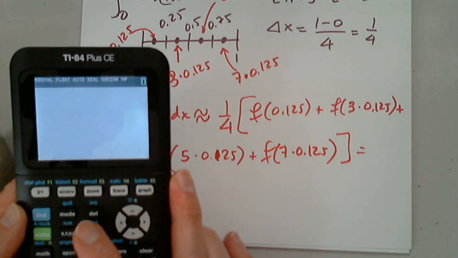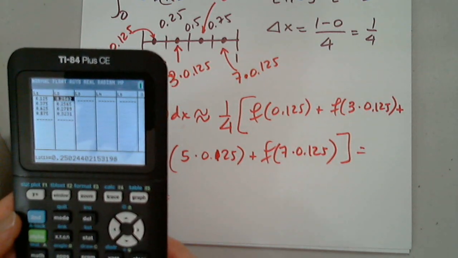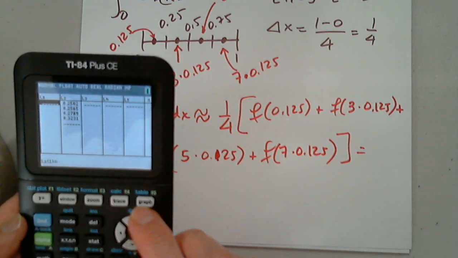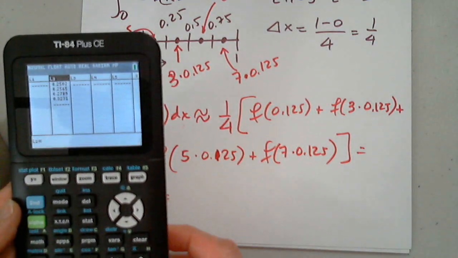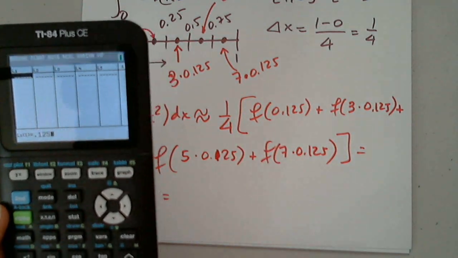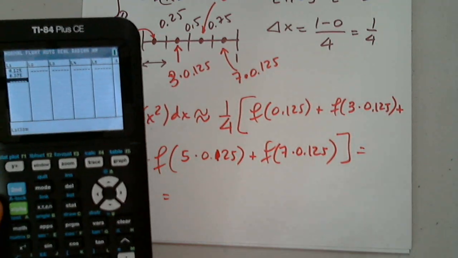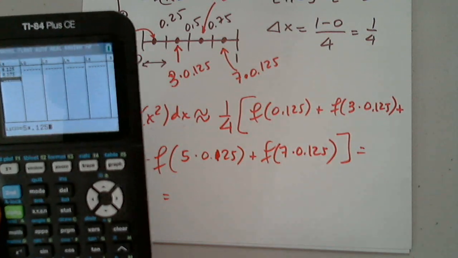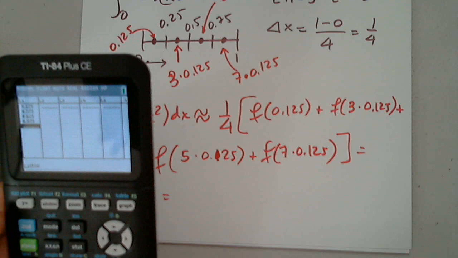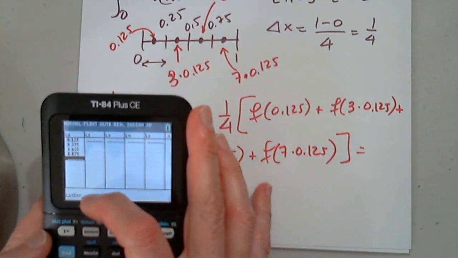So we go to stats, and we want to edit. I'm going to clear list L1: highlight the top, clear, and enter. And I will enter 0.125, that's my first midpoint, 3 times 0.125, 5 times 0.125, and the last one, 7 times 0.125. So I have the midpoints already entered in the X list, or list L1.